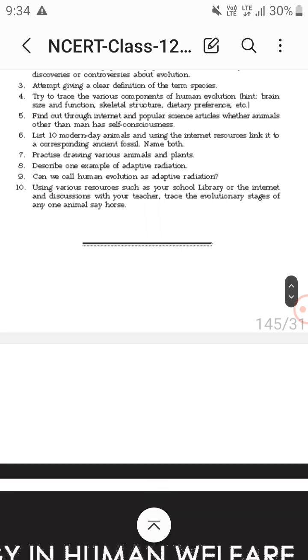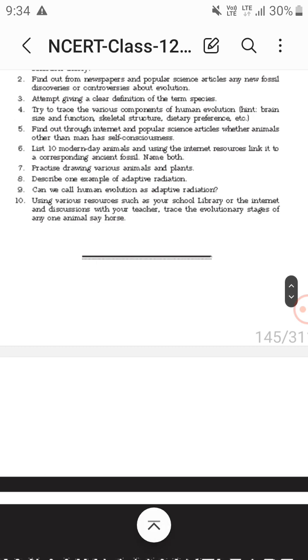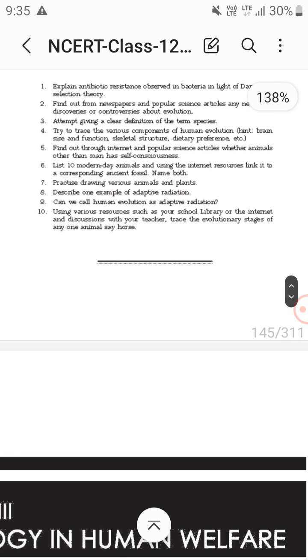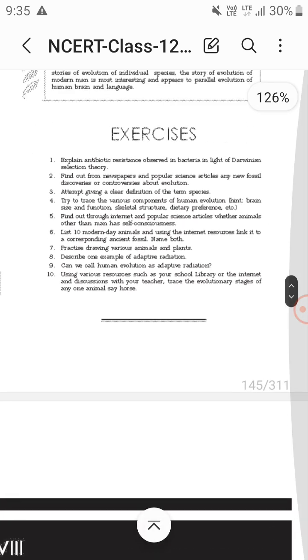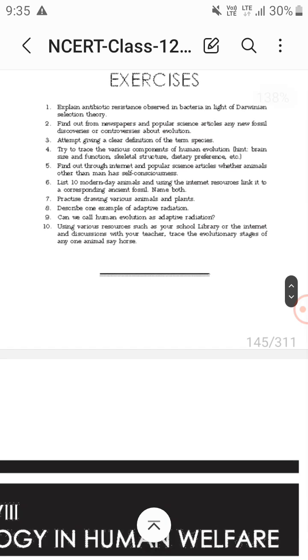Using various resources such as your school library or the internet and discussions with your teacher, trace the evolutionary stages of any one animal, say the horse.